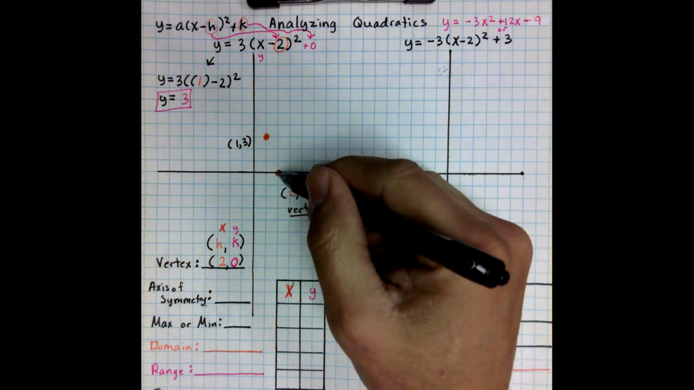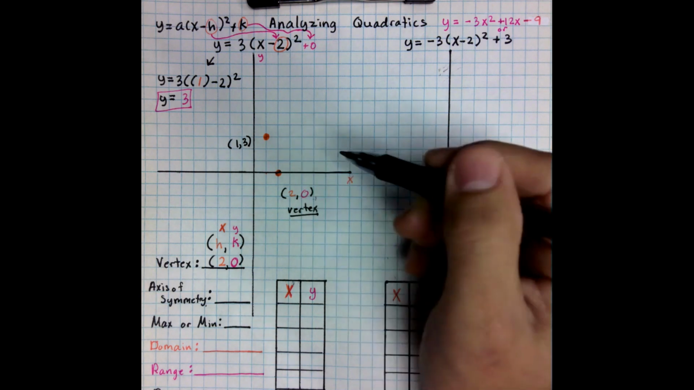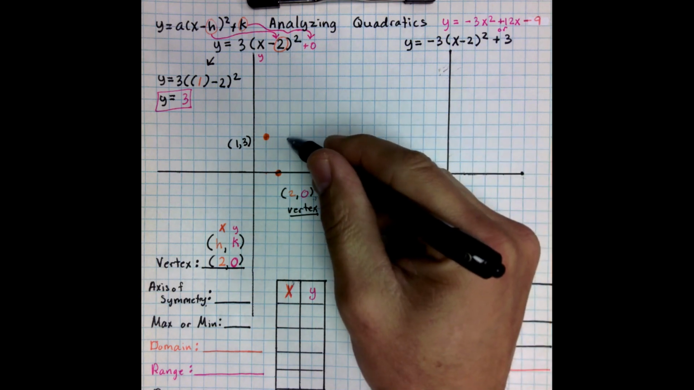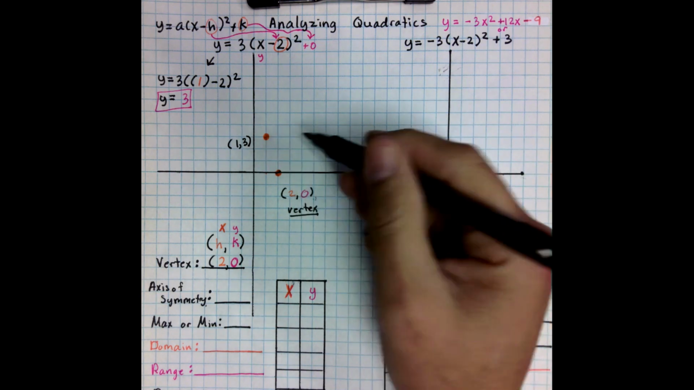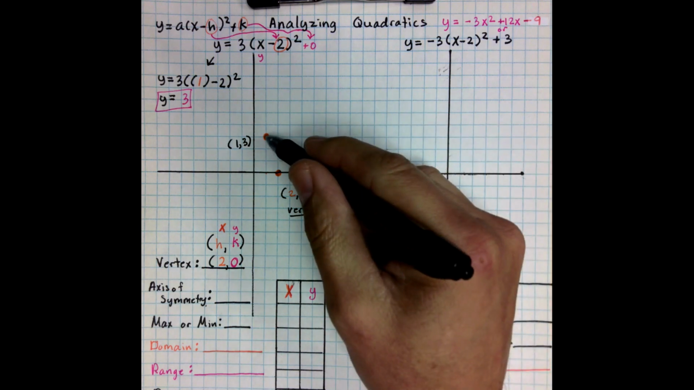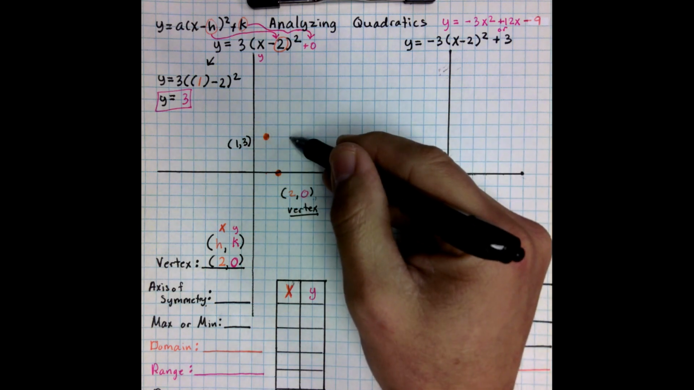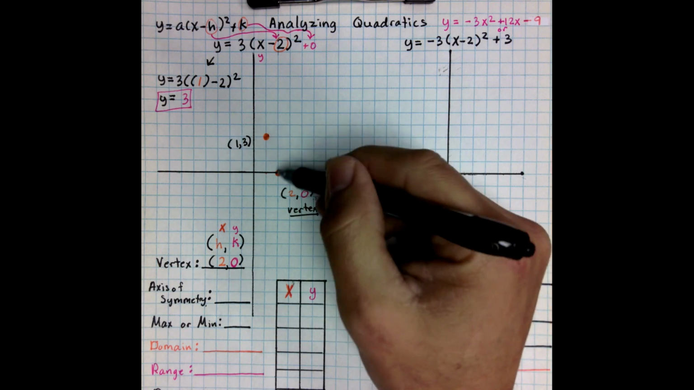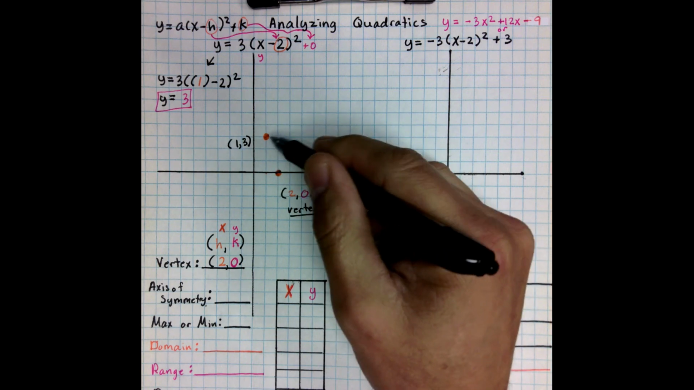So now, I need 3 points to graph it, so I need to go over here to the right and find this next point. Just knowing what I know about parabolas, if 1, 3 is right here, most likely this is going to be my point over here to the right, because there's a line of symmetry, which means it has to be the same.